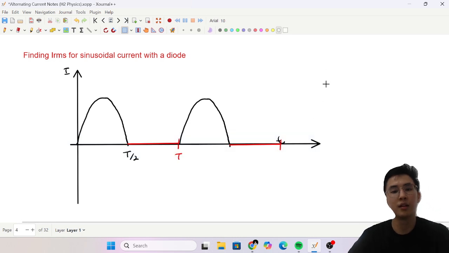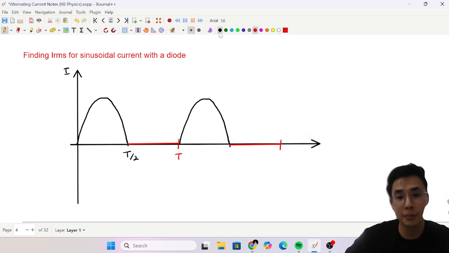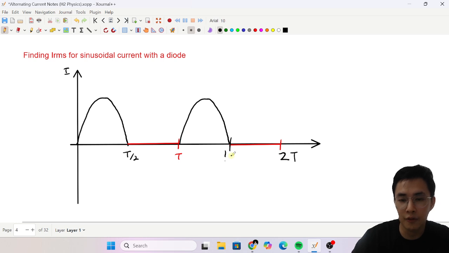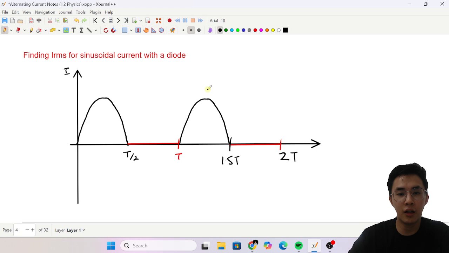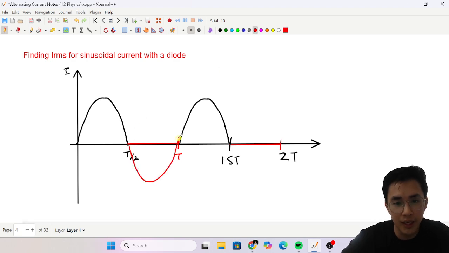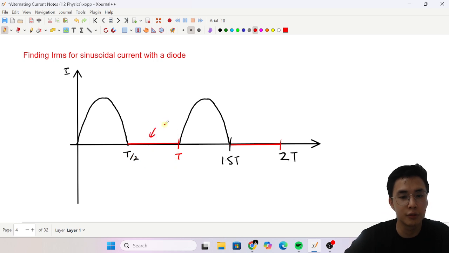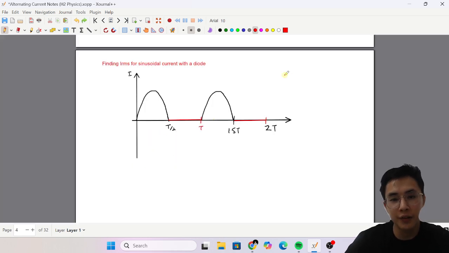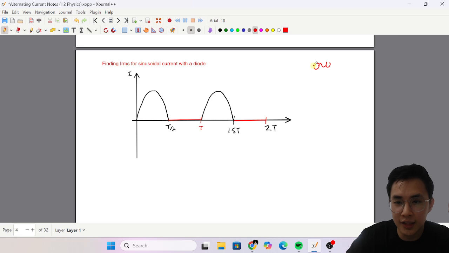Okay, and so this is how this will look over multiple periods. Then this is 2T, and then this is 1.5T. All the negative parts that used to be here are all gone. They're now 0. So that's what I'm showing if there was a diode. And to help you visualize this, I'll draw the following.